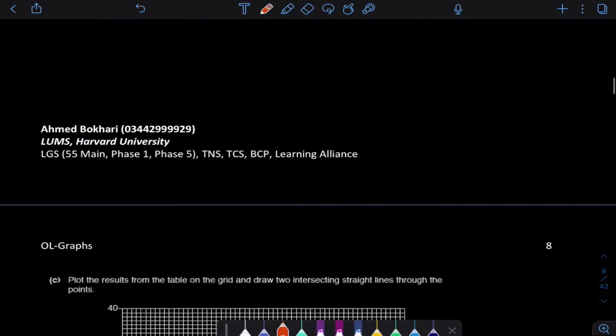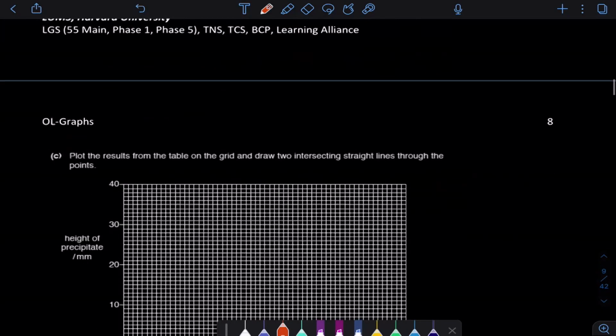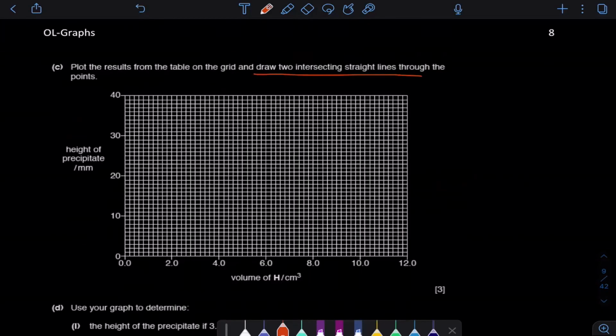Plot the results and draw two intersecting straight lines. So I'm gonna just randomly draw them out. So you will get 3 points that are just straight lines. Make sure that you extend them a little bit. And you will get these points which are on a line of best fit. So I'm assuming this to be my line of best fit. There you go. This is probably my line of best fit.